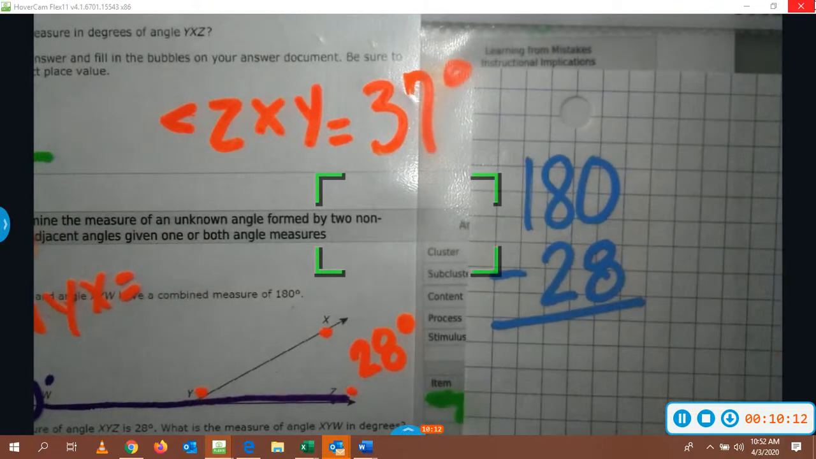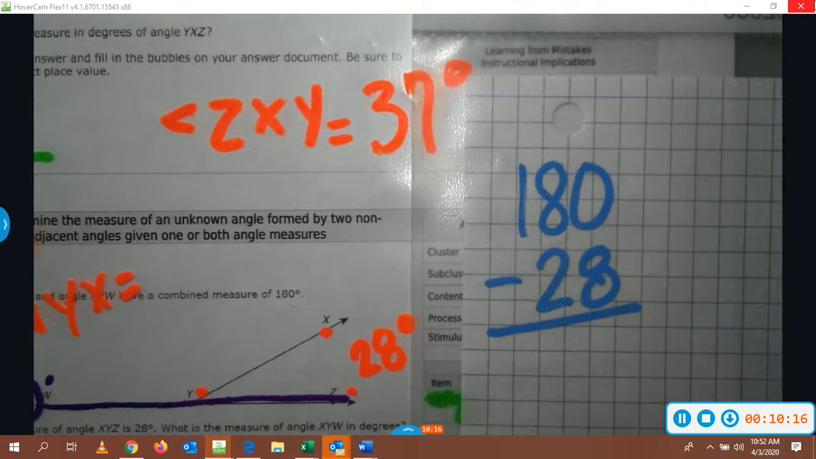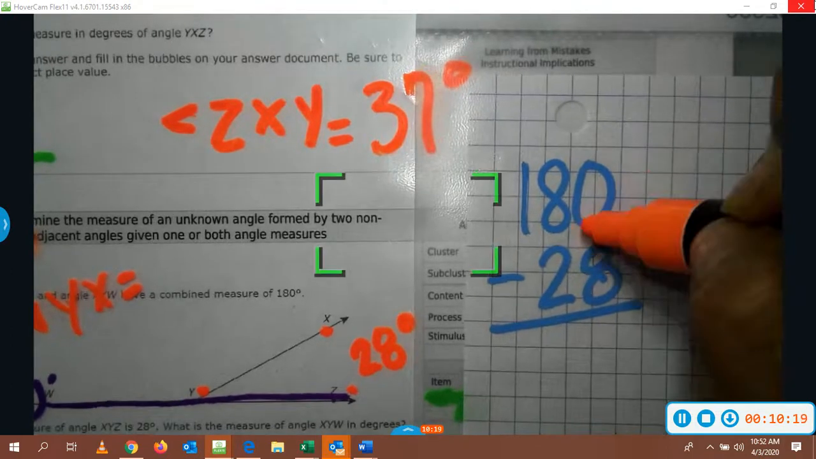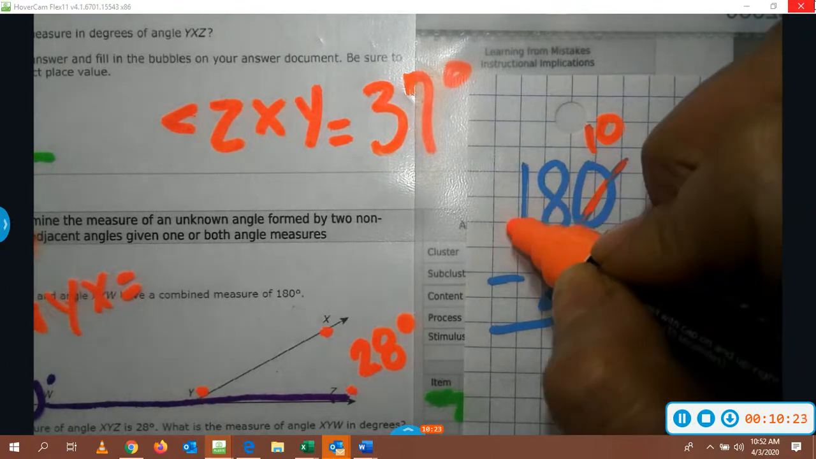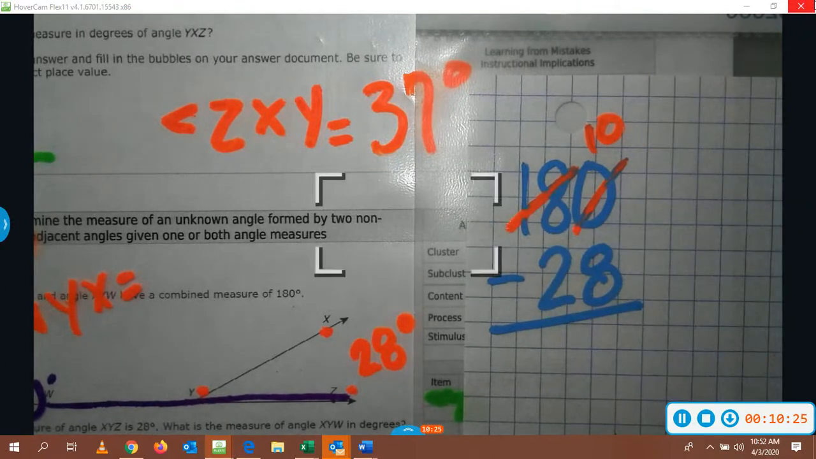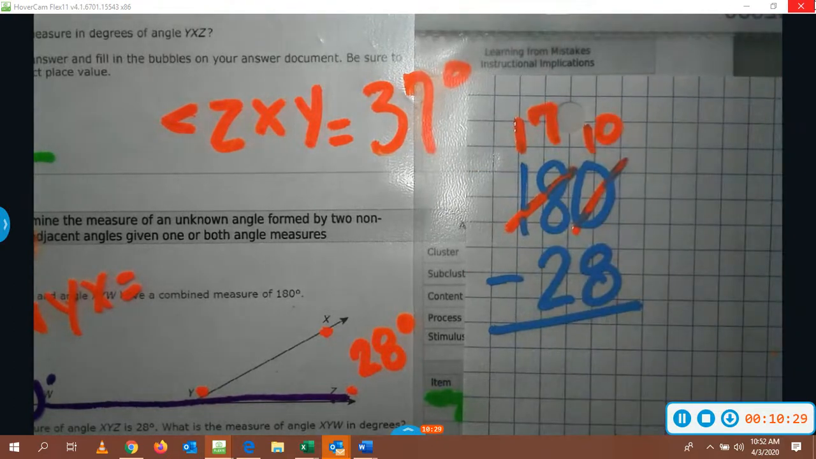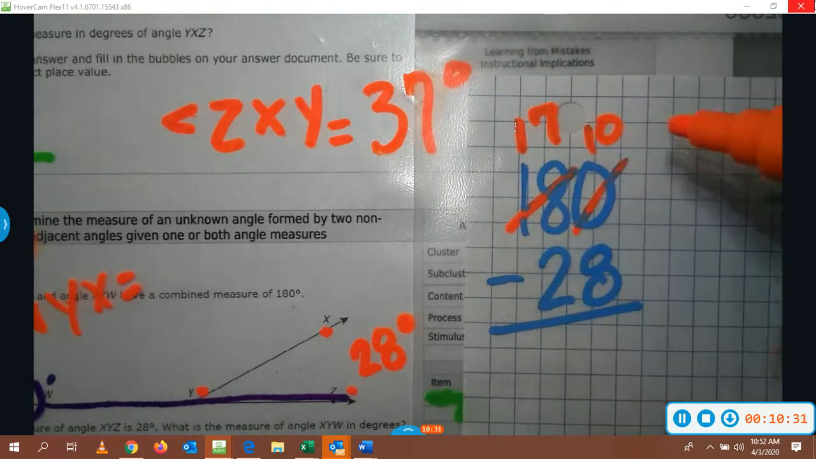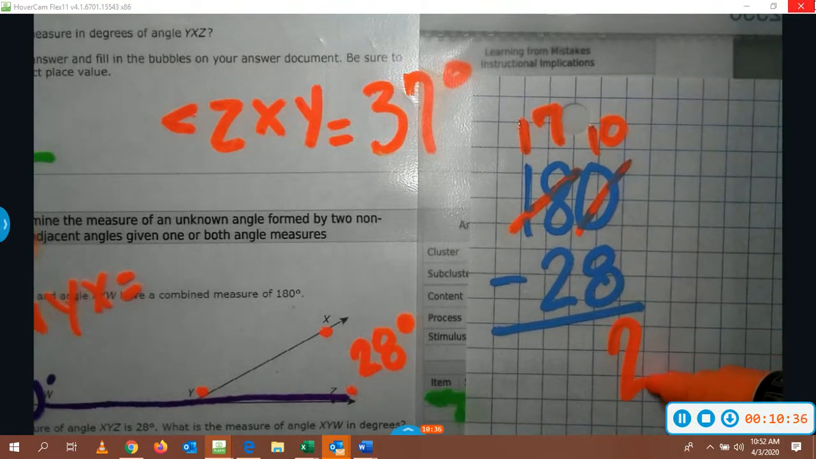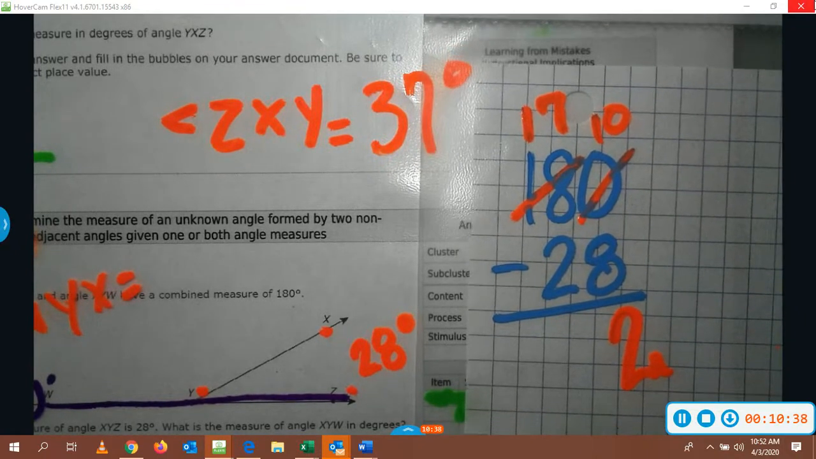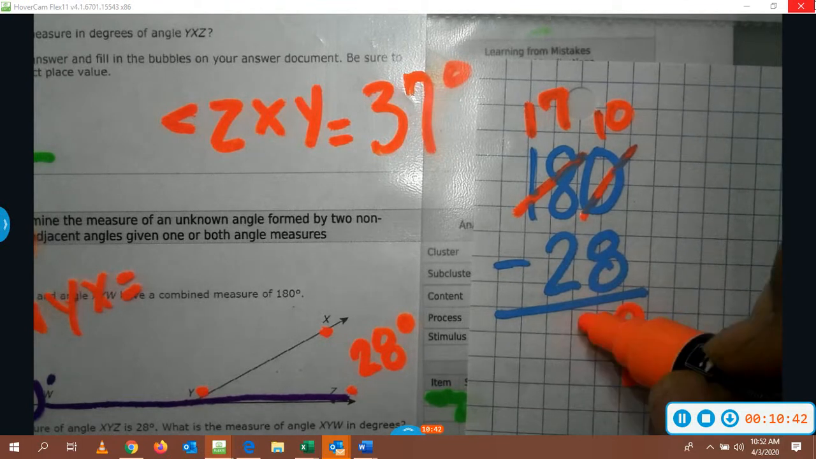Let's do the math. We cannot take 8 from 0, so this becomes a 10, right? And this becomes what? Instead of writing 7, you can just write 17, because we're going to take 1, which is 10, and put the 10 over here. 10 minus 8 is, correct, 2. 17 minus 2, 15.